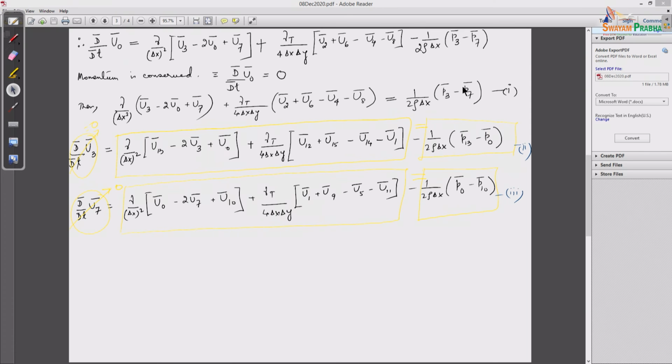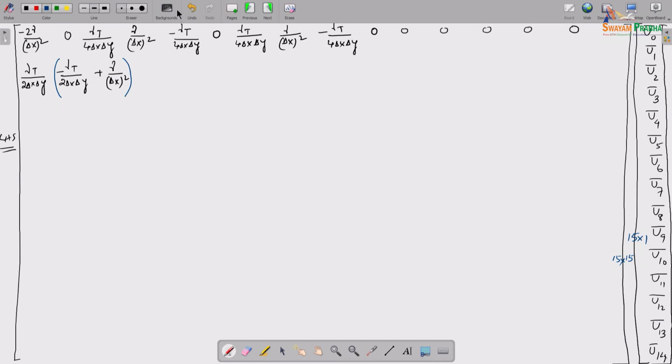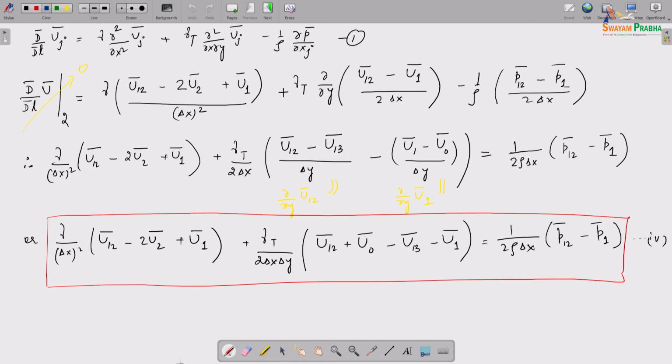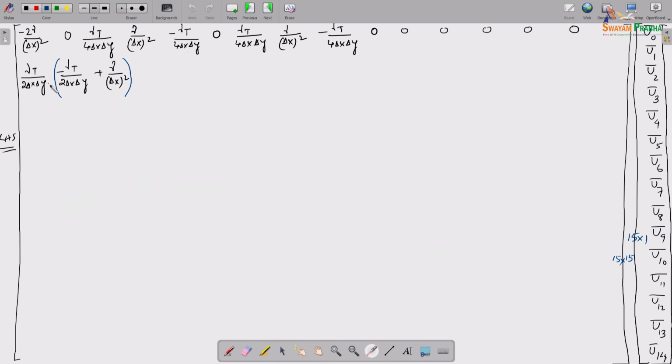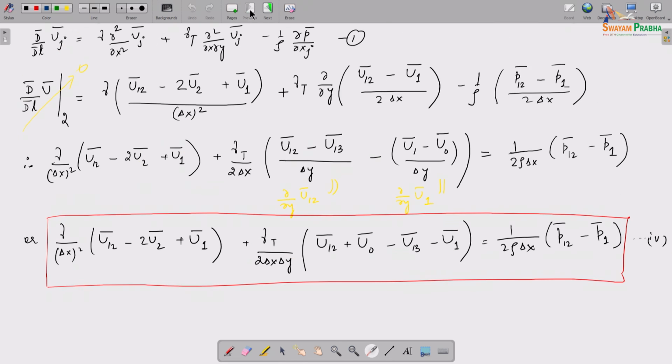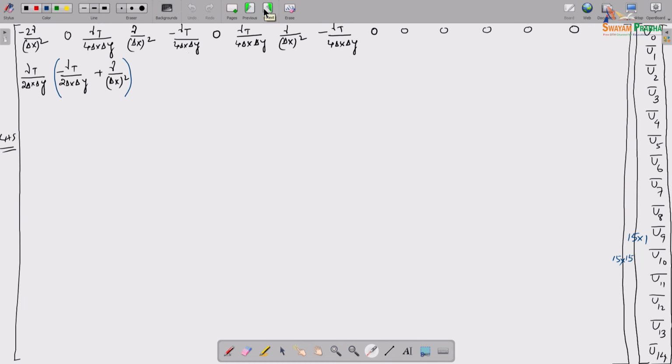So if you're here, you can see that u1 has an entry minus nu t by 2 delta x delta y, plus nu by delta x squared. So minus nu t by 2 delta x delta y plus nu by delta x squared. This is 1. Then if you go to 2, that is minus 2 nu by delta x squared. So this is 2.